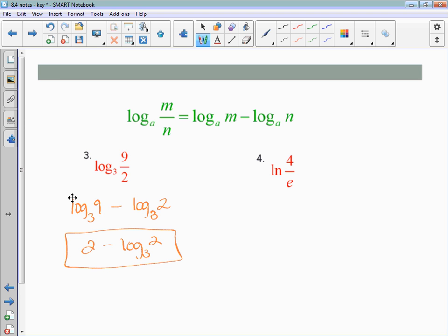Walking around, it looked like most of you got there. Starts out as natural log of 4 minus natural log of e. And what is the natural log of e? 1. It's one you definitely need to know, okay? All right, still good?